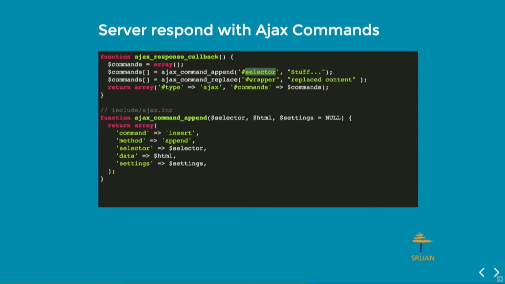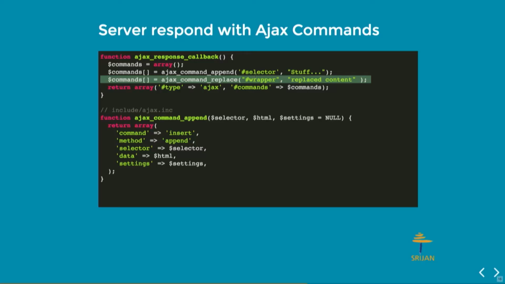And another is the replace. When the browser gets the response, it's going to replace this wrapper with the content which I get from the server. You can create as many commands as you want, and then just return them as an array. Here's the same example which I showed in the previous slides. This is the append example, simply returning an array, and this insert is actually the name of the JavaScript function which is going to be invoked when the client receives the data.